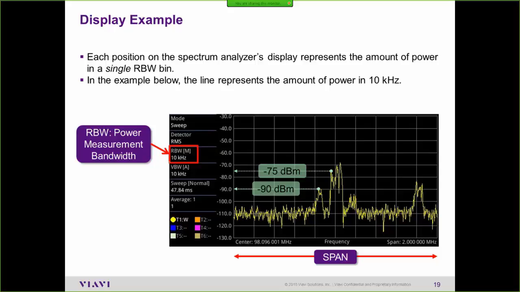But here are 4 different example screenshots. The only thing I changed was that I tuned to a broadcast channel down at 98 megahertz, and then the RBW. Starting at the top left, the RBW is set to 10 kilohertz, and you notice the displayed average noise level is at about minus 110.